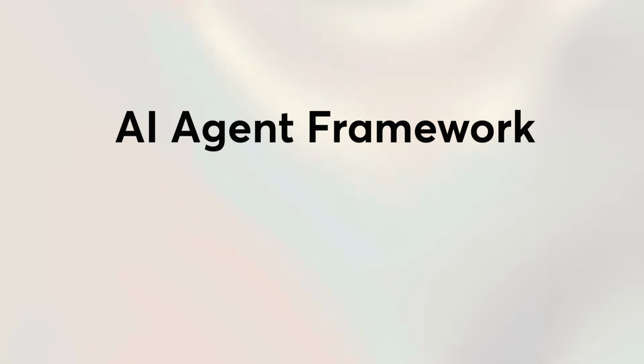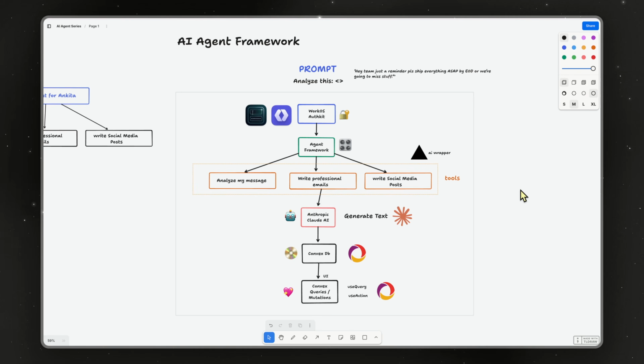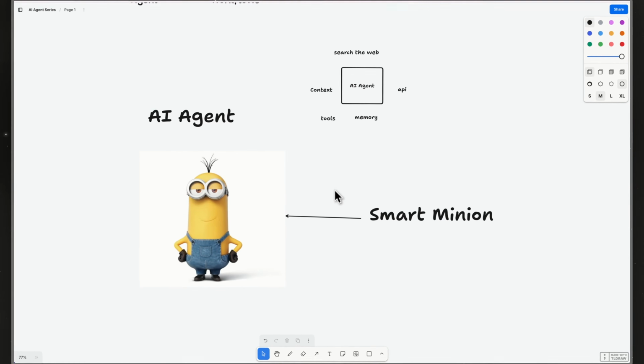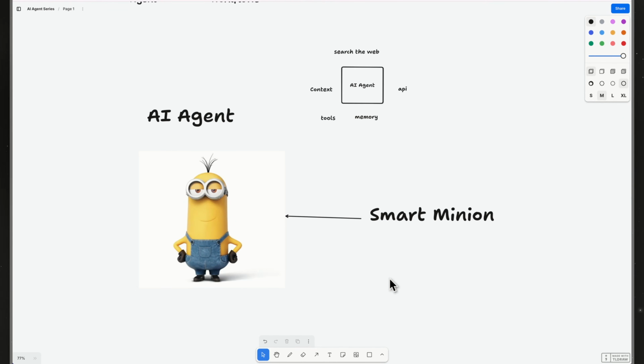I have created this AI agent framework that I really want you to follow whenever you are trying to create an AI agent, because this specific framework will give you a step-by-step guide to ship a really powerful AI agent. Now, if you don't know what an AI agent is, you can think of it as an LLM that has access to a bunch of different tools, and it can decide when to use which tool. An AI agent is like a smart minion. It's going to basically use its own brain. It's an autonomous problem solver.